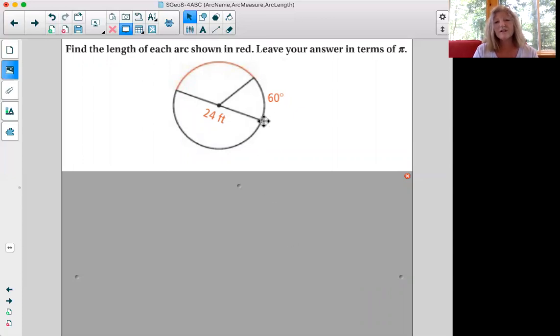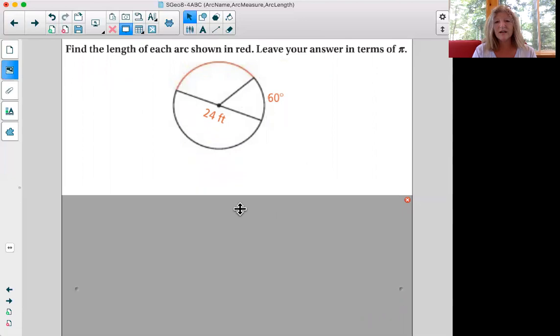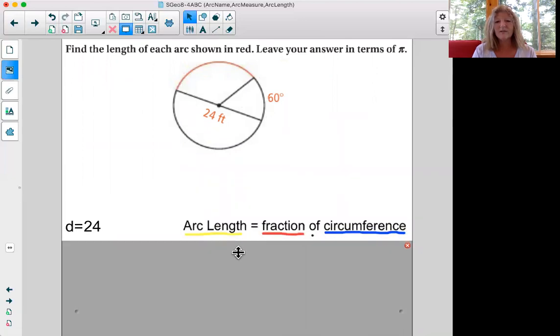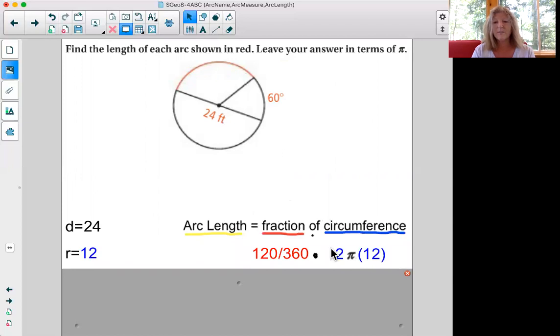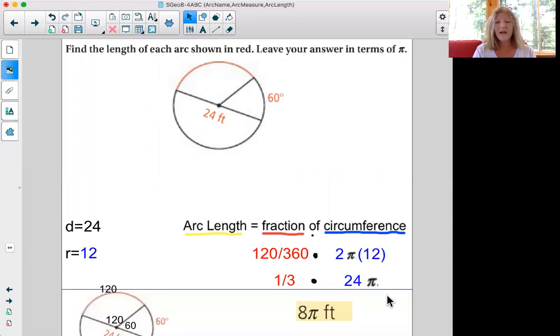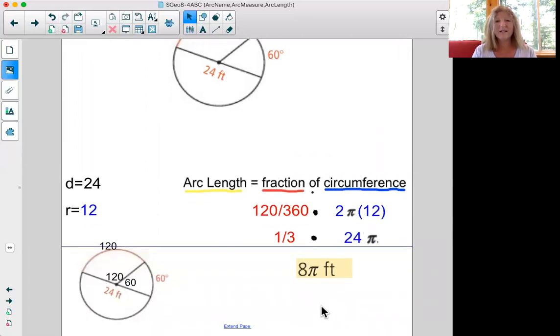Here we're given that this arc is 60, so therefore this arc must be 120 if we use the arc addition postulate. And the first thing we can do is remind ourselves that if we're given the diameter, we could find the circumference by d pi, or we could do 2 pi r if we prefer, but remember the radius is 12. So this arc length is a fraction of the circumference. What fraction is it? It's 120 over 360, or a third. And the circumference is 2 pi r. And when you multiply that through, you get your final answer.